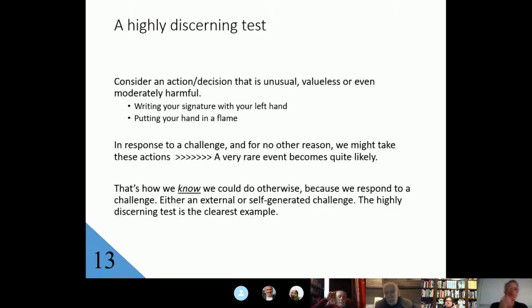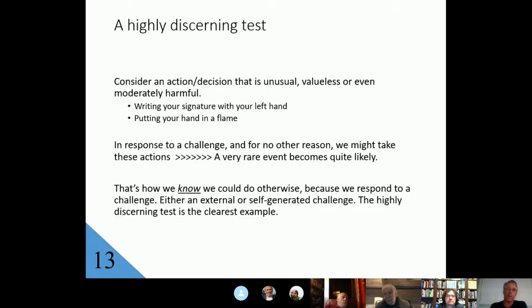I'll give you another example: could you put your hand in a flame? I don't know about you, but I've probably done this a few times, thinking, well, could I do that or not? I wouldn't normally, and there was no good reason for doing it, but you might do that. So in response to a challenge, and for no other reason, we might take these actions. So a very rare event, like writing with your left hand or putting your hand in a flame, can change to being quite likely. And I say to you, that's how we know we could do otherwise, because we respond to a challenge.